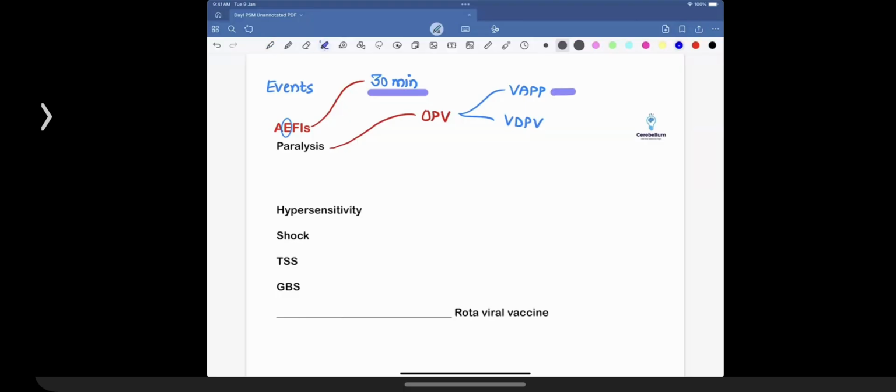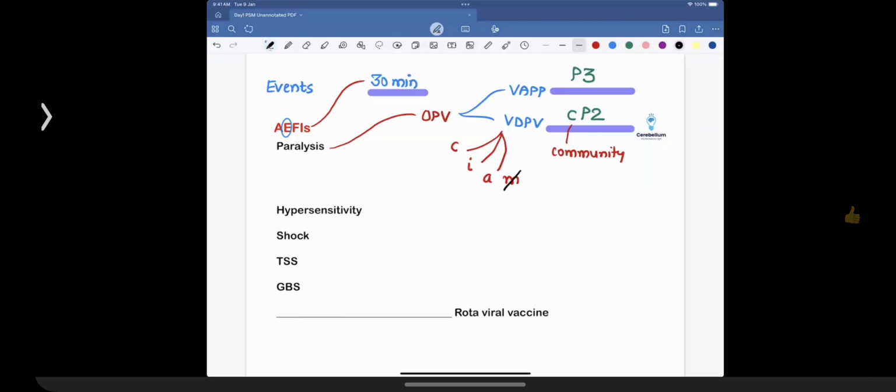Which is the most common cause of VAPP? Which is the most common cause of VDPV? VAPP is 90% cases due to P3, vaccine associated paralytic polio. Vaccine derived poliovirus, cVDPV2, circulating vaccine derived poliovirus type 2. There are three subtypes: C, I, A. There is no M subtype. INICET question. So circulating, immunodeficient, ambiguous. Three subtypes of vaccine-derived poliovirus.